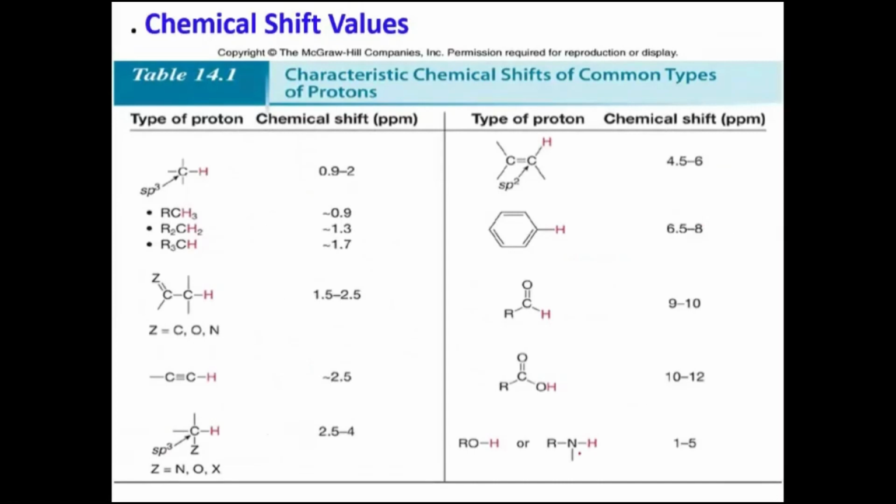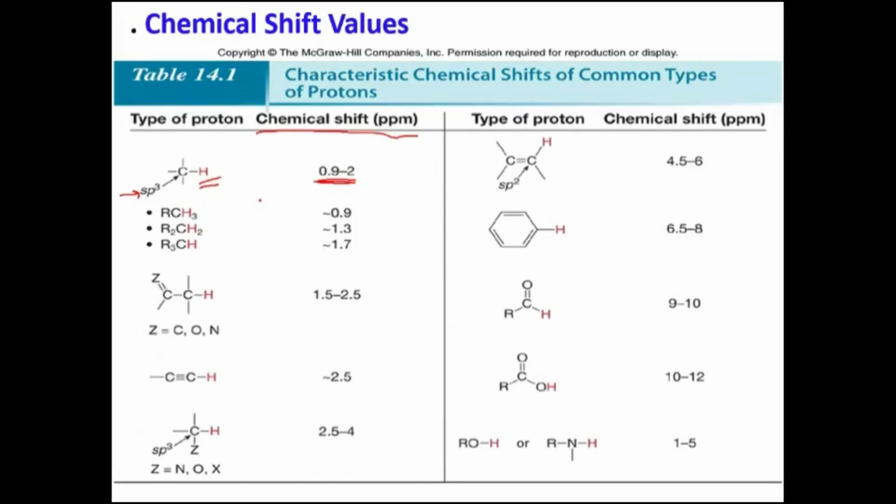The interpretation of NMR signal. Okay, there are certain rules. For that, before you go to the rules, you should know what the different values of chemical shifts are, depending on the type of proton present. So if it is a proton which is present on an sp3 hybridized carbon, it will generally have a chemical shift value between 0.9 to 2 ppm.